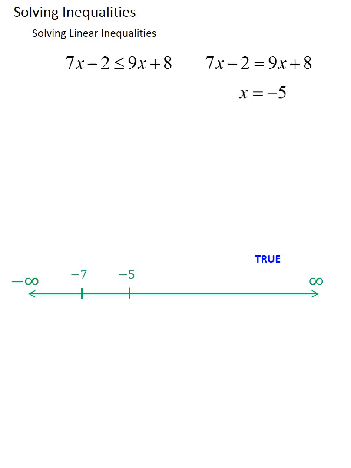Now let's pick a number on the other side of -5. Nothing special about -7, just something I picked. When we plug -7 into the original inequality, I didn't show the algebra here, but we get this. But that's not a true statement. -51 isn't less than or equal to -55. So what we've shown is that this inequality is false when x is -7.